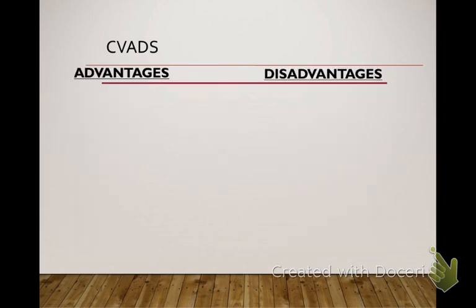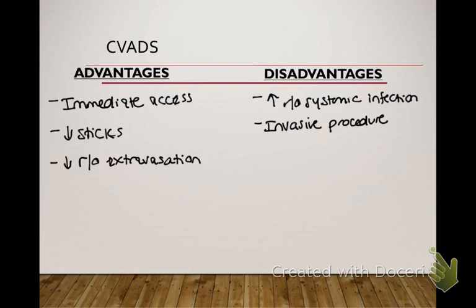So what are the advantages and disadvantages? One, you have immediate access. You have fewer sticks, less risk of the medicine leaking out into that space. But a disadvantage is you have a much higher risk of systemic infection. So if you don't do dressing changes correctly, you can put this patient at risk. It's a very invasive procedure, much more than a peripheral stick, but it's a one-time thing. So more invasive one time or a bunch of little sticks. Weigh the risks and benefits of it.